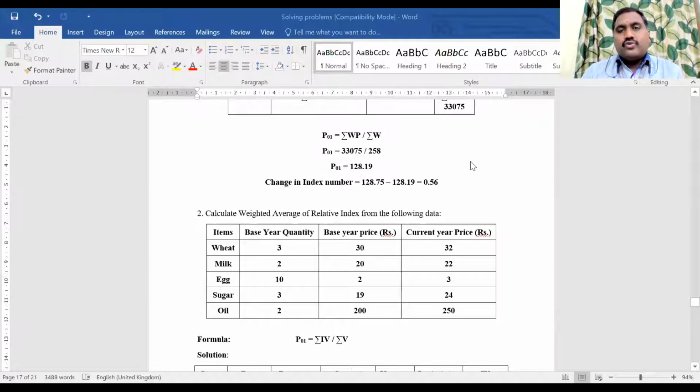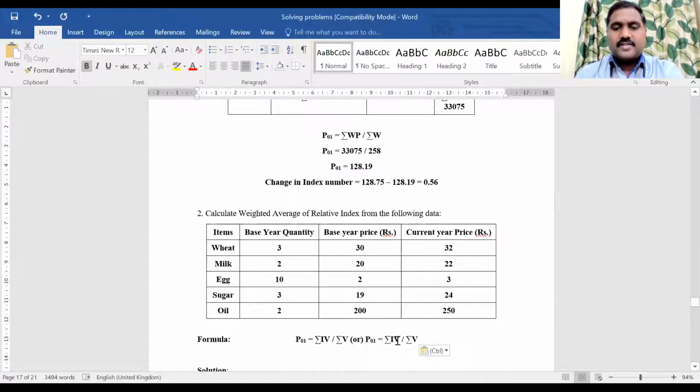Now, in the previous problem, you know what the weight was, and then we calculated P by using P0 and P1. But in the second problem, they didn't give the weightage also. They didn't give the index number also. Then how do we have to solve? Come on, guys, please. Can anyone give an idea how to solve this problem?